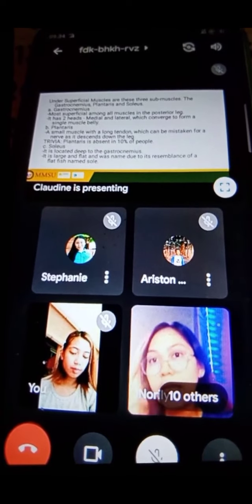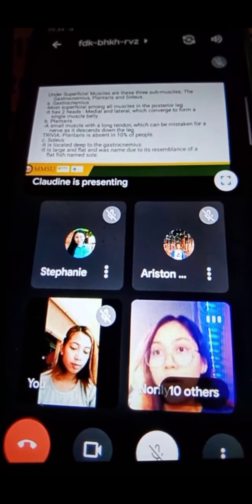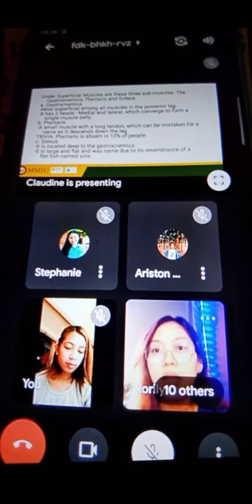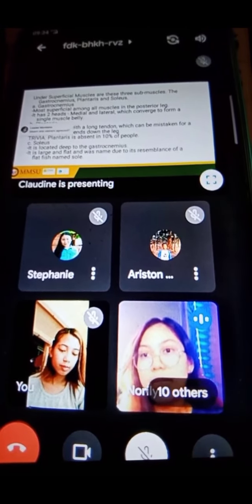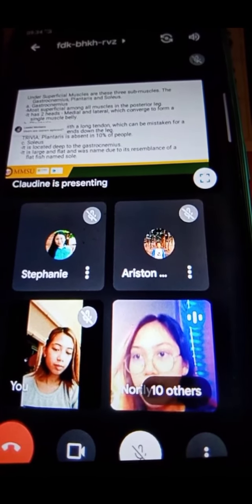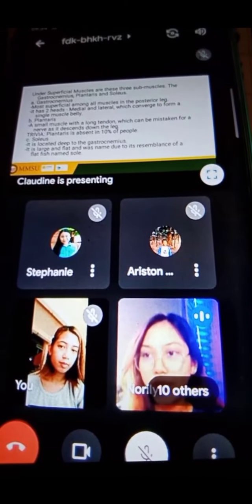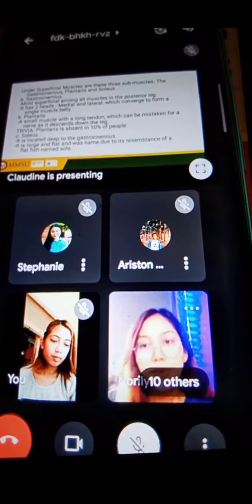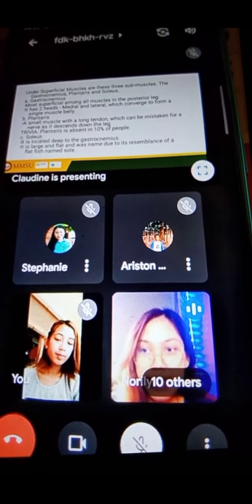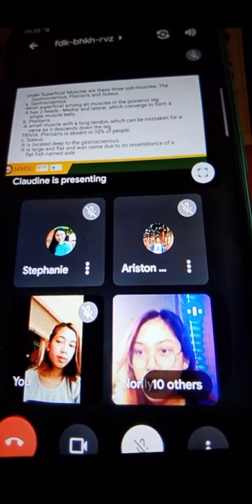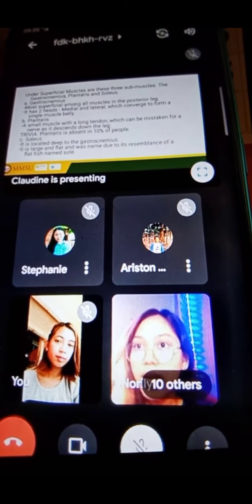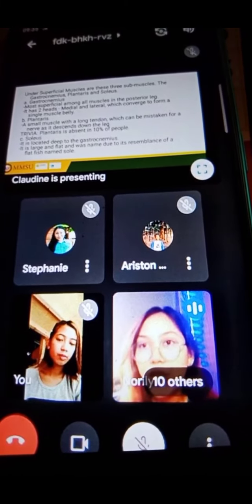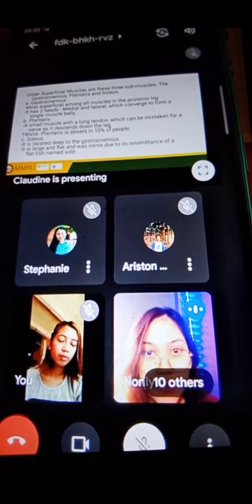So the attachment of plantaris originates from the lateral supracondylar line of the femur. The muscle descends medially, condensing into a tendon that runs down the leg between the gastrocnemius and the soleus. The tendon blends with the calcaneal tendon. So its action, it plantar flexes at the ankle joint, and because it crosses the knee, it is a flexor there. It is not a vital muscle for these movements. So its innervation is the tibial nerve.